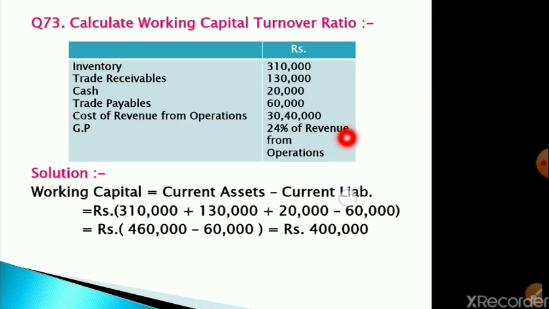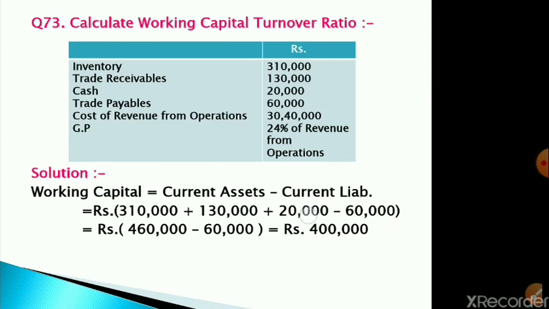So again we'll follow the unitary method over here. But before that, let's first find out the working capital, which is current assets minus current liability. So current assets consist of 3,10,000 of inventory, 1,30,000 of trade receivables, and 20,000 of cash. From this, trade payables of 60,000 is deducted. So amount of working capital is rupees 4 lakh.